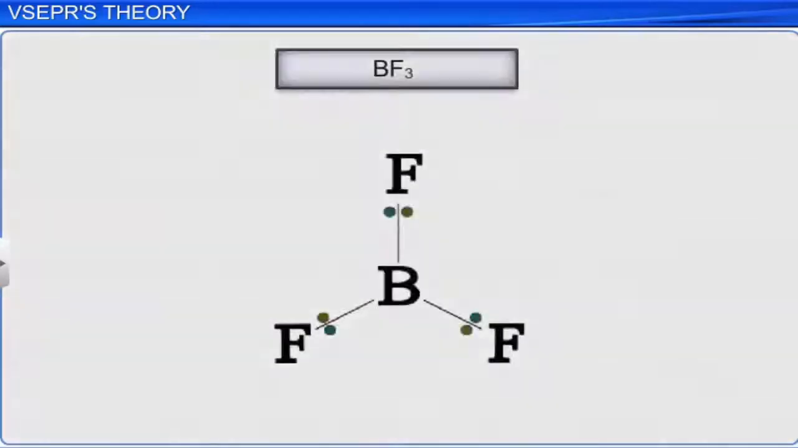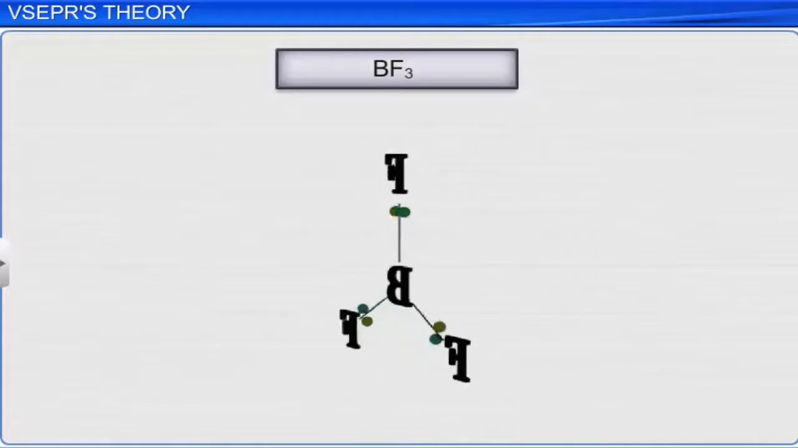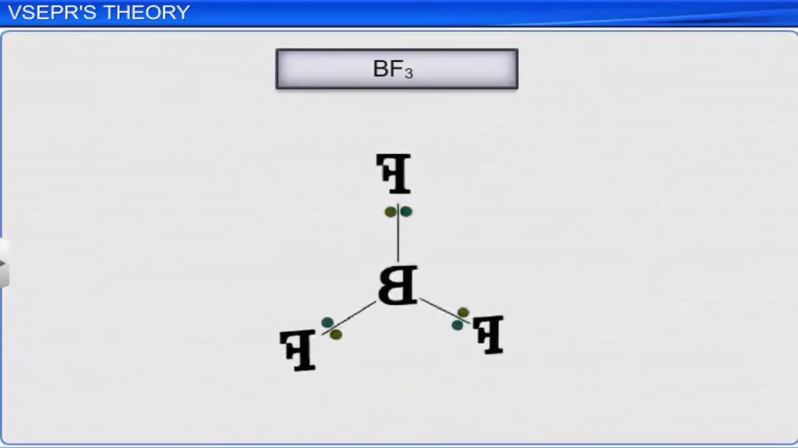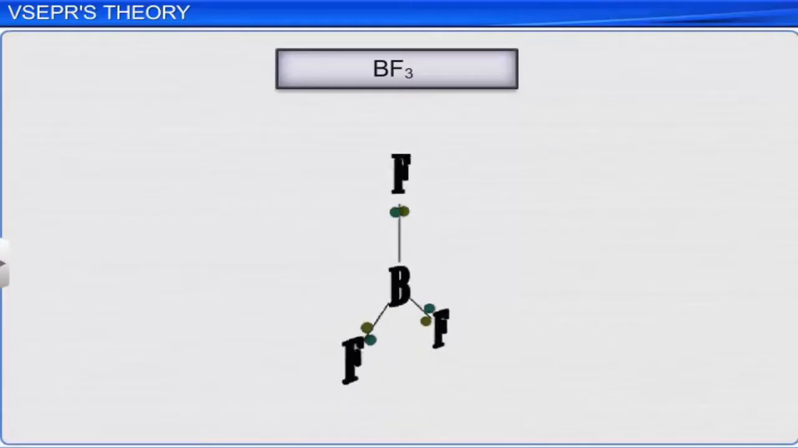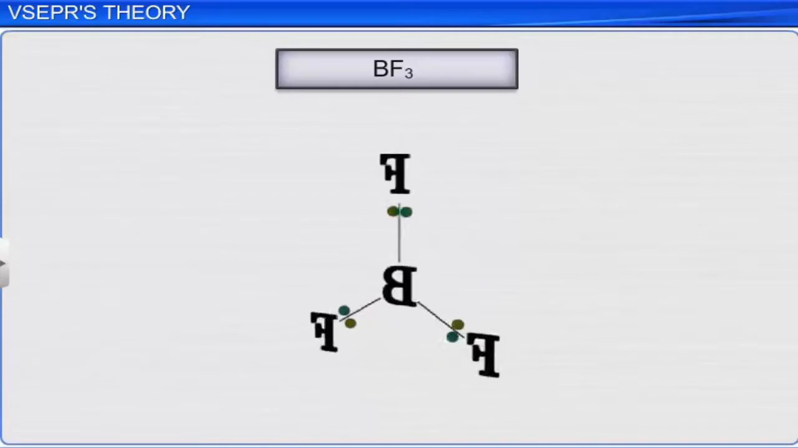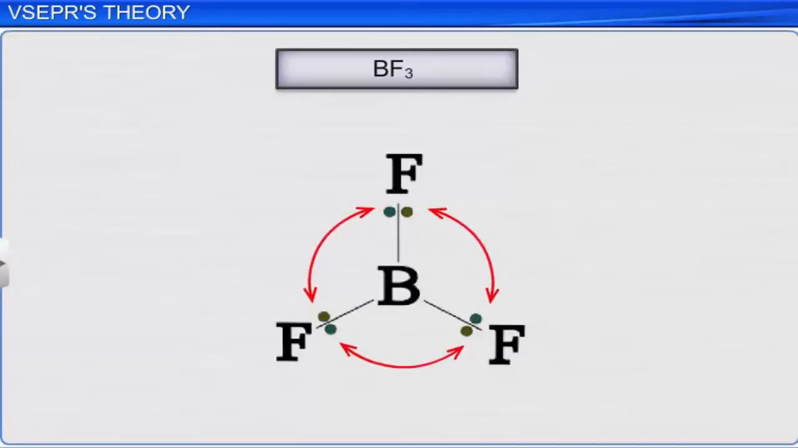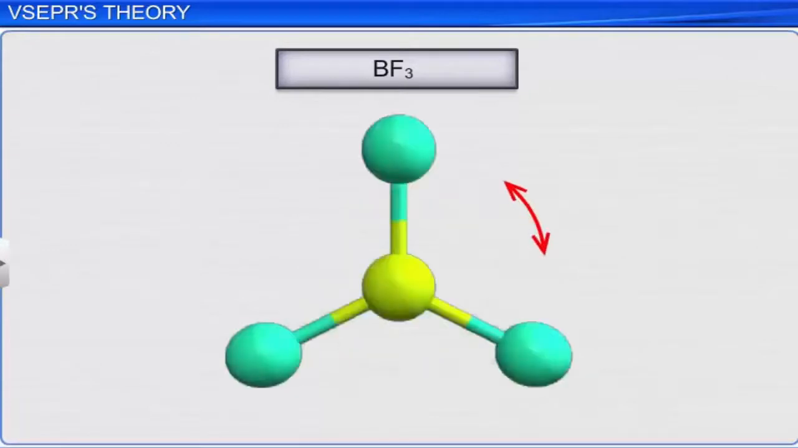The valence electron pairs surrounding the central atom in a molecule mutually repel each other. Thus, these electron pairs surrounding the central atom arrange themselves in space in such a way as to minimize the repulsions, giving the molecule a definite geometry.